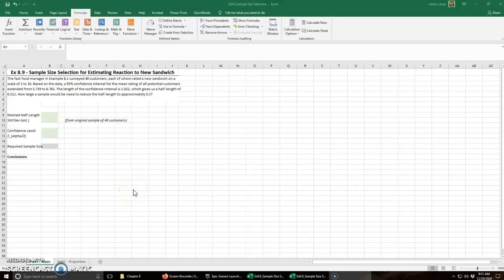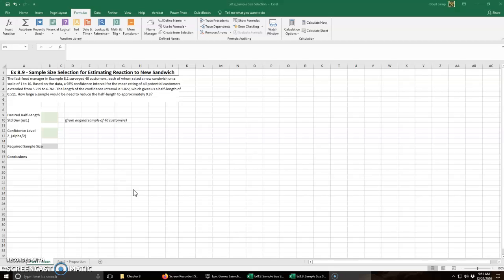Today we are going to look at sample sizes and how many people we need in our sample to adjust our data. We're going to look back at example 8.1, which we did earlier, where a fast food manager surveyed their customers, each of whom rated their new sandwich on a scale of 1 to 10.